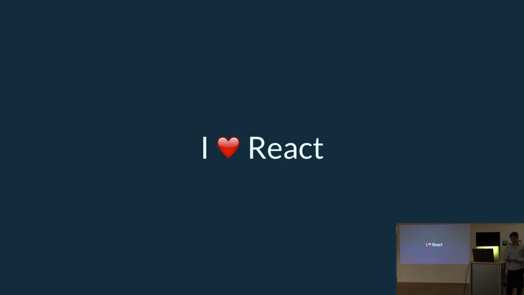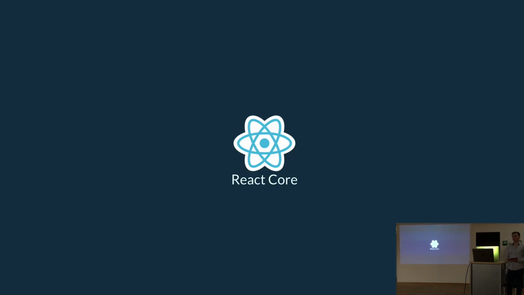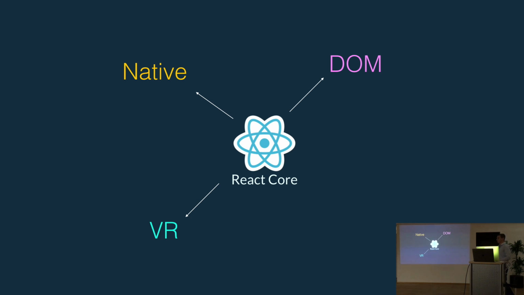And one of them is baked right into React Core, because React Core is decoupled from the rendering. So React Core doesn't know anything about the DOM, about native, about VR, or about any renderer that might be there in the future. And a little side note, with React 16, you're actually able to write your own custom renderers. So why is that important?